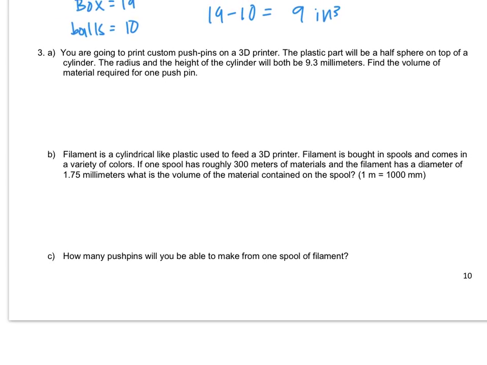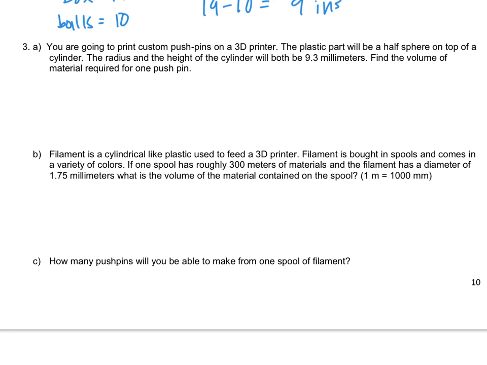All right, last problem here. You are going to make push pins in a 3D printer. The plastic part will be a half sphere on top of a cylinder. So we've seen shapes like this before. So if we have a cylinder, and then we are going to put a half sphere, a half ball on top of it. The radius and the height of the cylinder will be 9.3 millimeters. Find the volume for the material required for one pushpin.